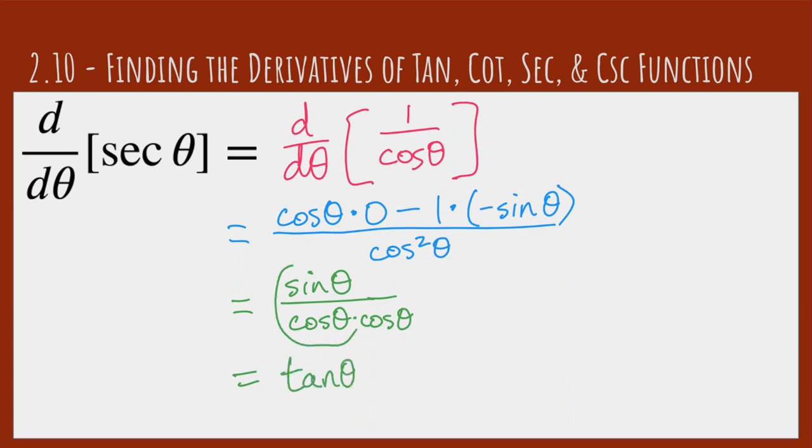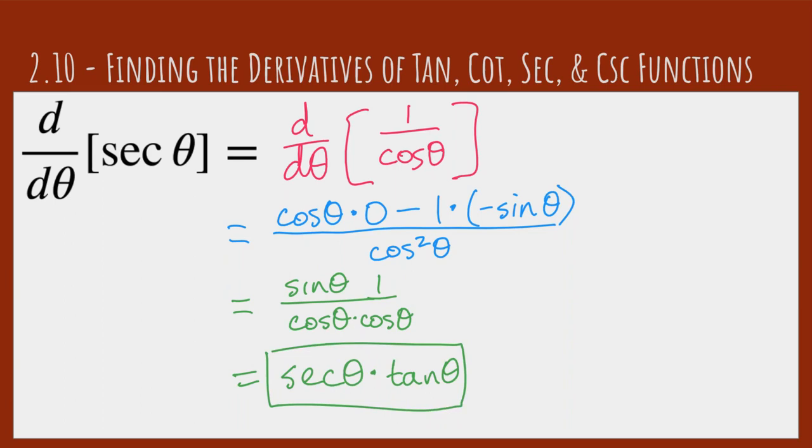So the tangent is from the sine over cosine, and then the 1 over cosine is going to be secant. And I'm going to switch the order just because this is the order that we generally see it. So it's going to be secant of theta times the tangent of theta. It really doesn't matter if we have the secant first or the tangent first, but this is usually the way that we see it in textbooks.